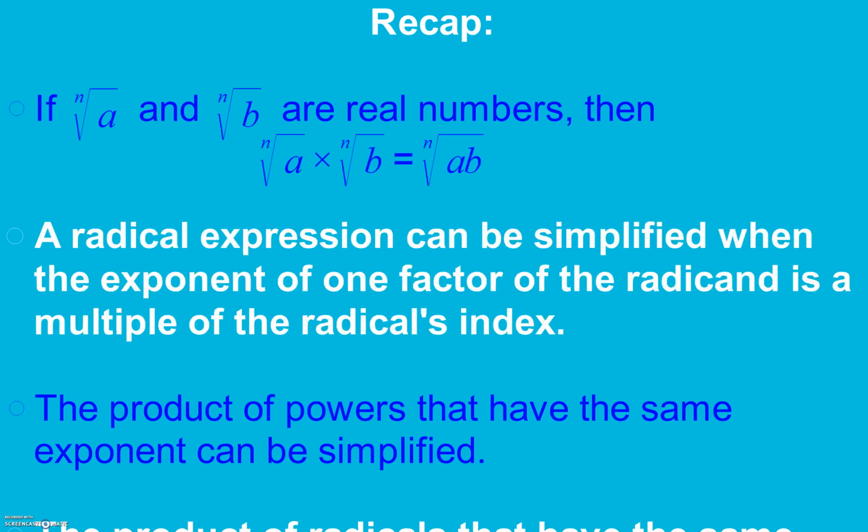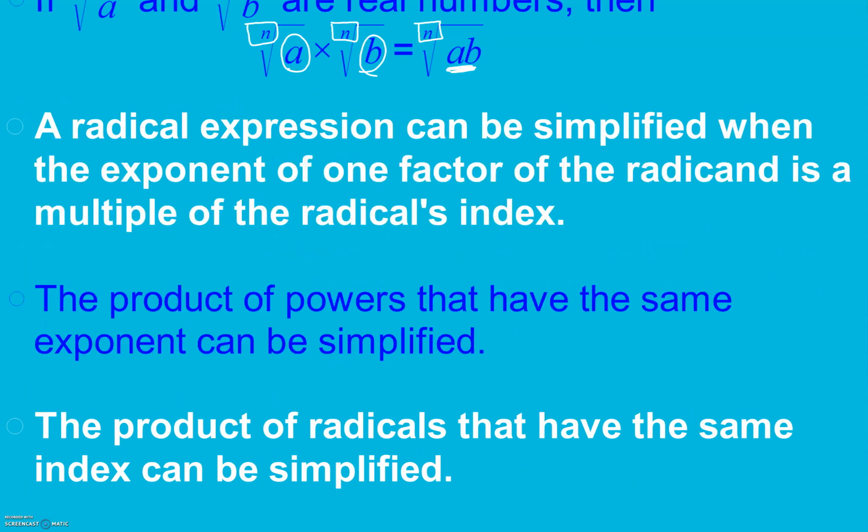Quick recap here for section 6.2. If the nth root of a and the nth root of b are real numbers, then we can rewrite them as the nth root of a times the nth root of b equals the nth root of a times b. We can take our radicands and multiply them together as one radical as long as our indexes are the same. A radical expression can be simplified when the exponent of one factor of the radicand is a multiple of the radical's index. The product of the powers that have the same exponent can be simplified, and the product of radicals that have the same index can be simplified. And that's all I have for section 6.2.